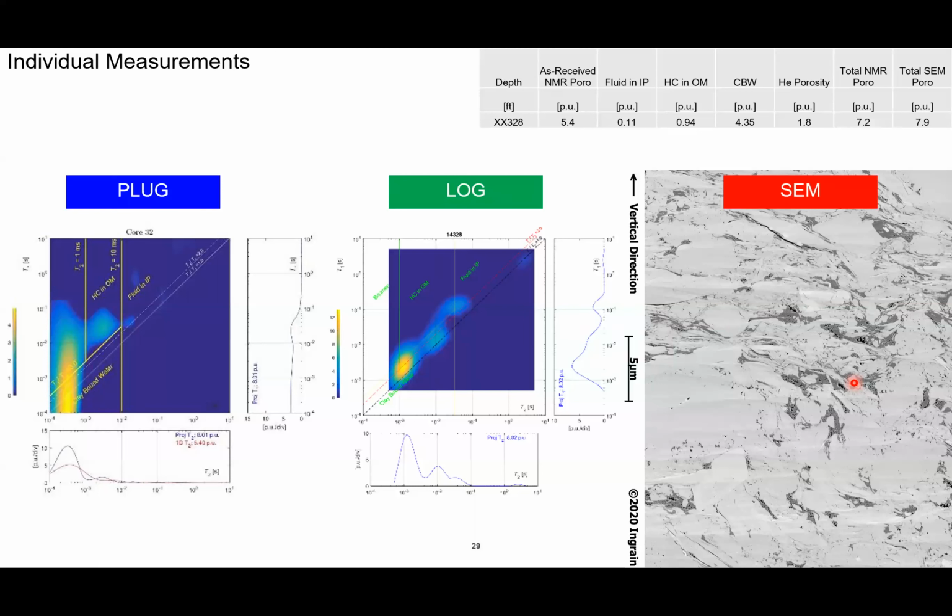On another note, NMR also gives a much better understanding of the clay-bound pores, which the SEM cannot see. When your SEM is looking at visual effective porosity, it cannot see the clay-bound pores, which we can get the signal from through the wireline NMR or a plug NMR measurement, and then we can combine that to come up with a total porosity measurement from SEM.